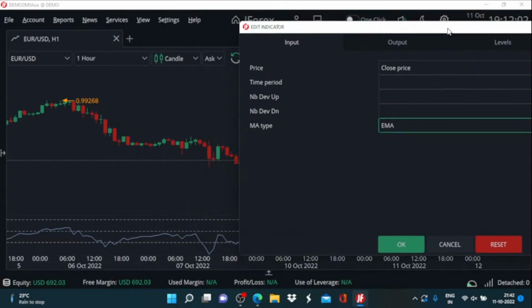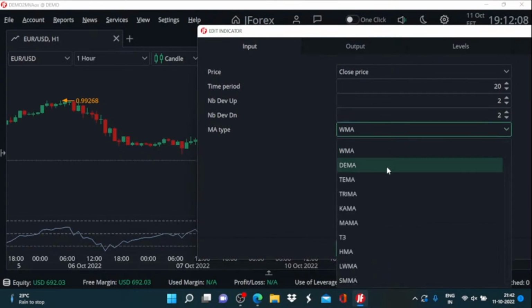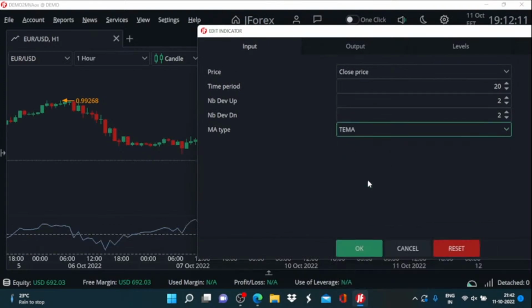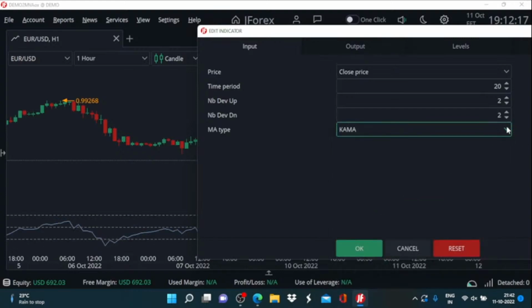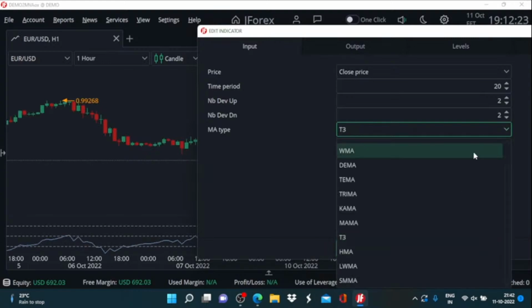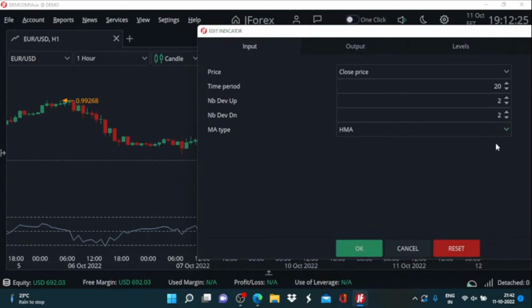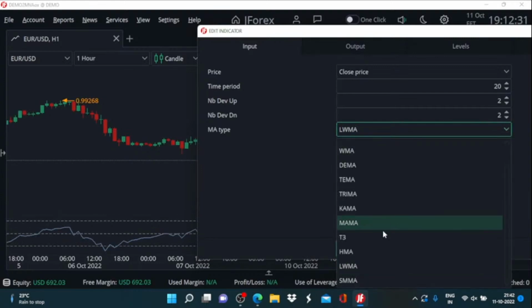Pay attention to the type of output values we get when we are using different types of moving averages. So depending on which kind of moving average you are using, you will have a lot of different outputs. The moving average is going to determine the kind of output you get for this indicator, the Bollinger Band.